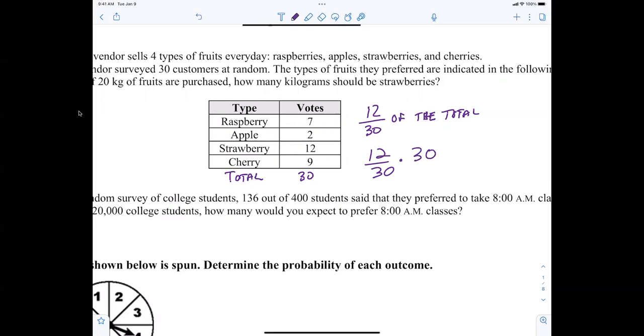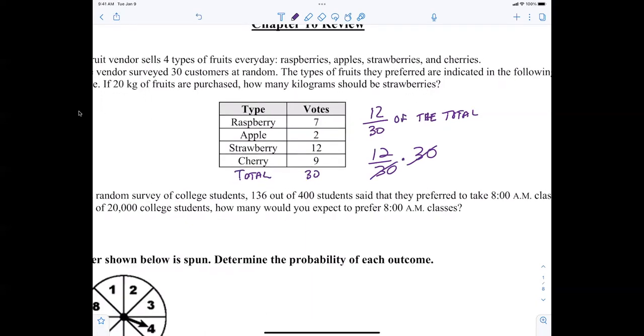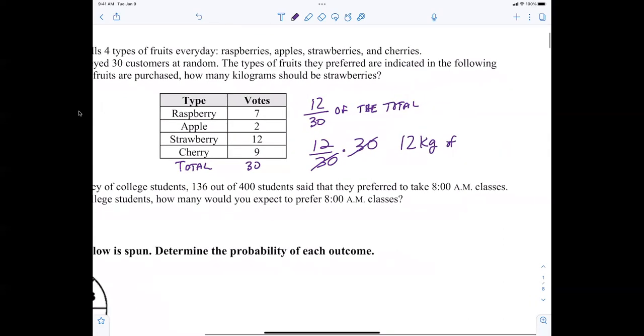That's it. Now, come on, we don't need a calculator for that. What happens to the 30s? They cancel out. So I need a grand total. If I was going to purchase, I feel like it would be what? 12 kilograms of strawberries.